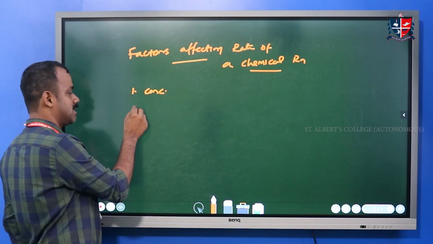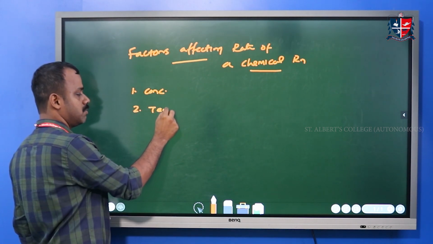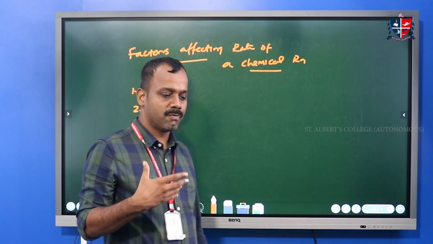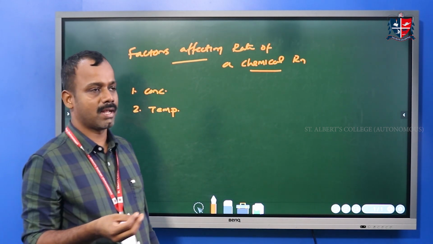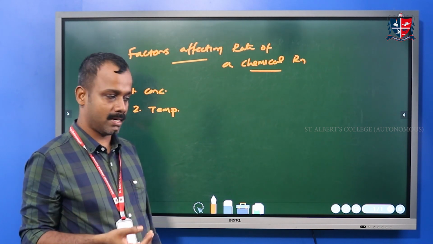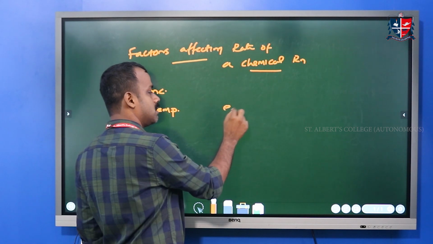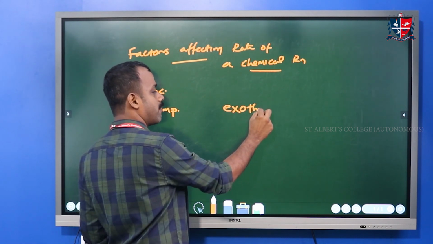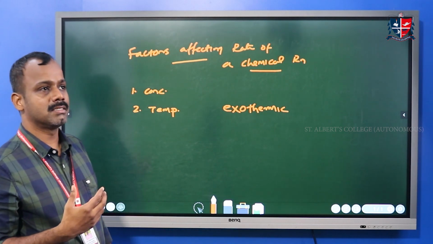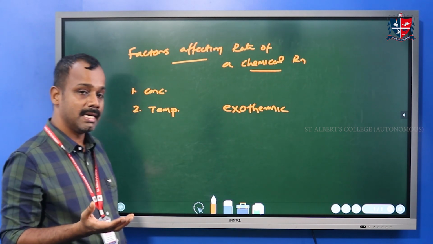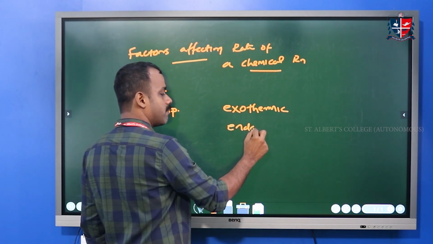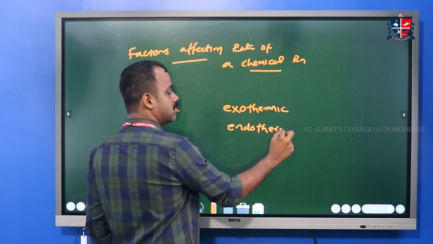Then the second factor is temperature. We know that there are different types of reactions. For example, in certain reactions, heat energy is liberated, and that process is called an exothermic process. And in certain other cases, heat energy is absorbed, and that is called an endothermic process.